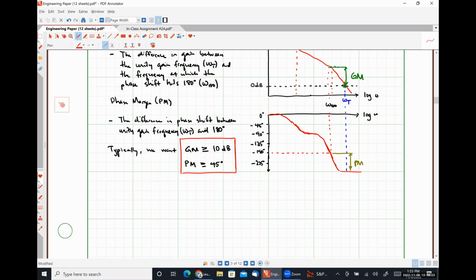So what we are going to talk about in Friday's class, hopefully I'll have it wrapped up in roughly half an hour or so, is what do we do if the system we have designed does not meet these criteria? And that is called frequency compensation.